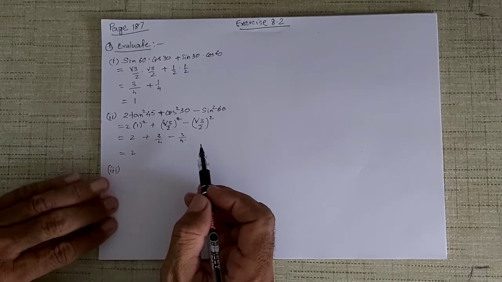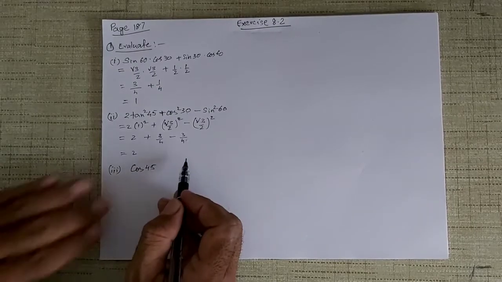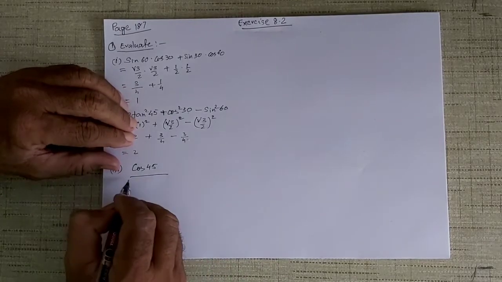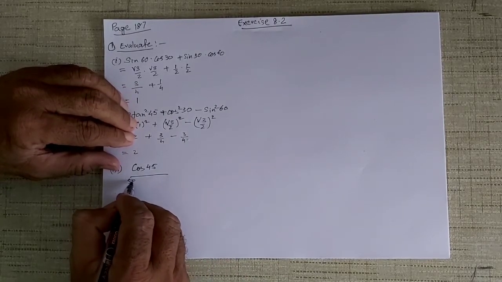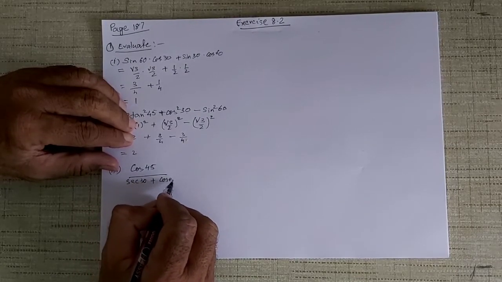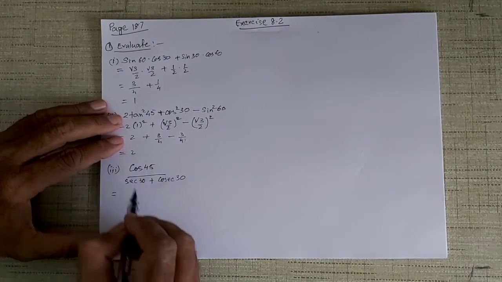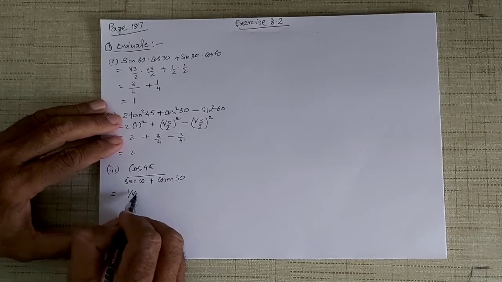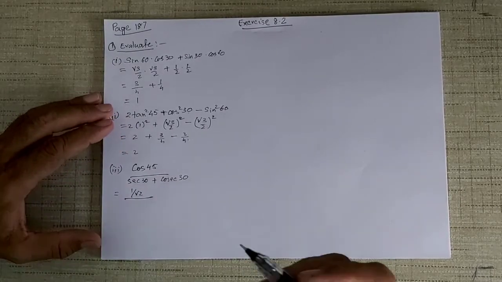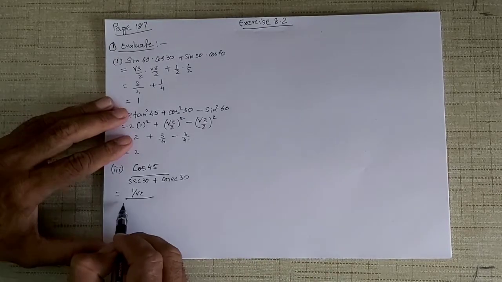The third one says cos 45 upon sec 30 plus cosec 30. Now cos 45 is 1 upon root 2. Sec is reciprocal. Sec 30 is the reciprocal of cos 30. Cos 30 is root 3 by 2, so therefore this will be 2 upon root 3.